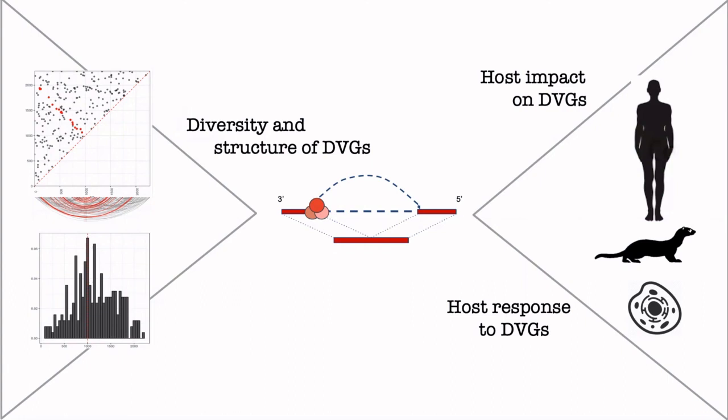And then we'll also look at the host response to these DVGs. If they're interfering, they're triggering something in the host specifically. And that's what we've been looking at. So I'll just take you very briefly across these 3 points. Now the models we use: we do natural infections, so we take samples from human infections, but we also do infections in ferrets. Now, why ferrets?